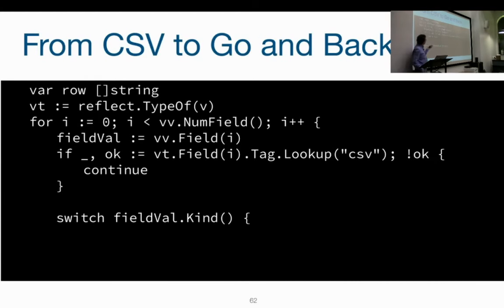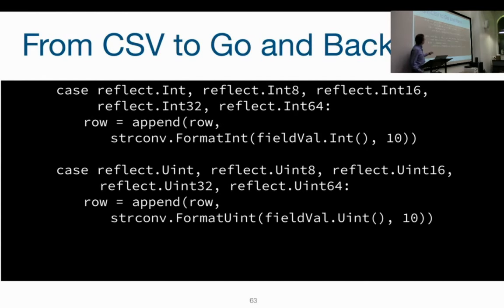You do reflect.TypeOf the variable that is passed in. For each field, iterate over the fields, see if that field has a struct tag on it, csv. If it doesn't, then skip it. If it does have a field with a csv tag on it, we do a switch depending on the kind. And here are the cases if the kind of the field is int or unsigned. Just strconv.FormatInt the int and append it onto our output slice of strings.